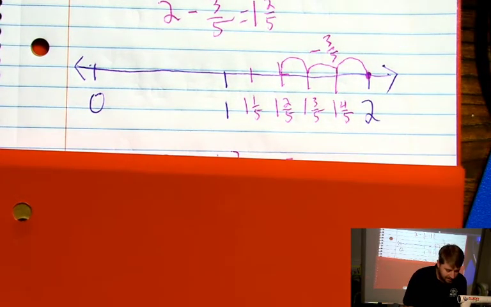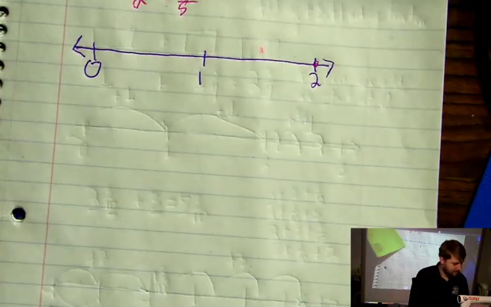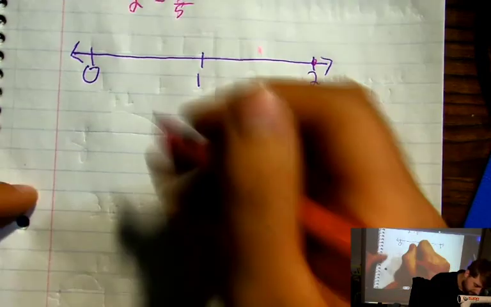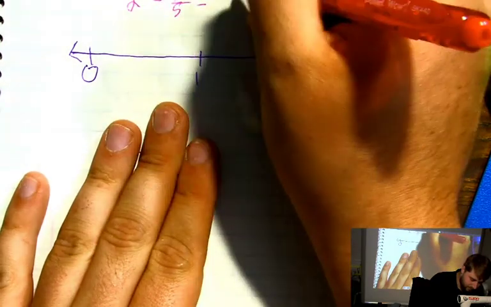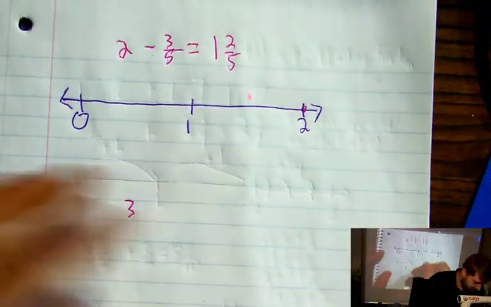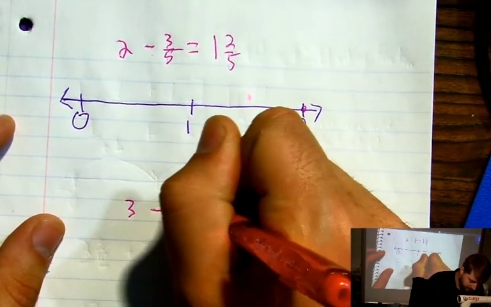Now I'd like you to take on this problem. We just kind of showed you the answer there. Super sorry about that, I forgot I had it written down there. Oh, and I need to write my answer there. 2 minus 3/5 was 1 and 2/5. Okay. And I want you to take on this problem. 3 minus 1 and 2/5.